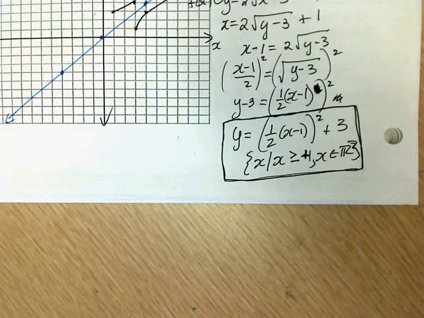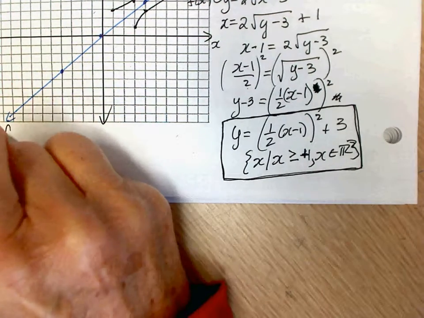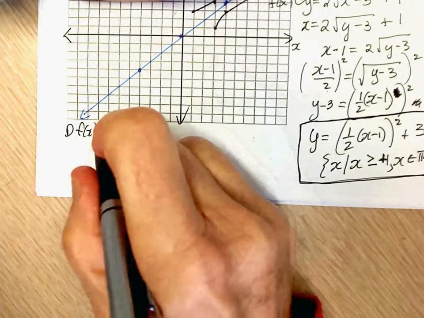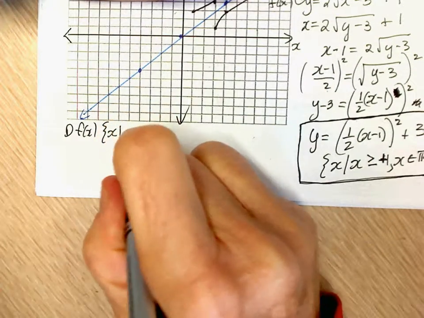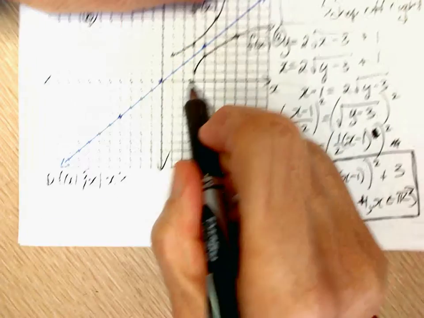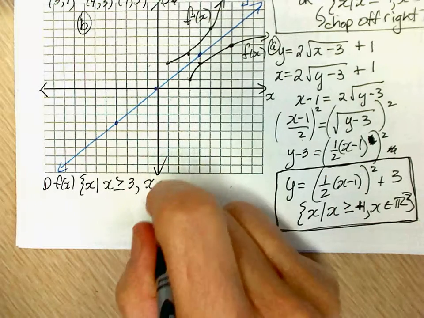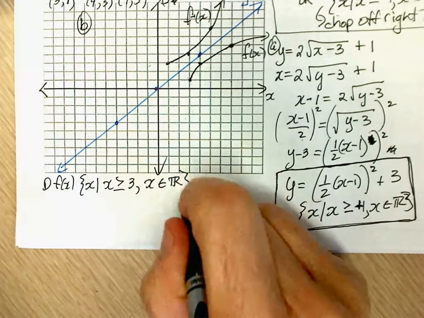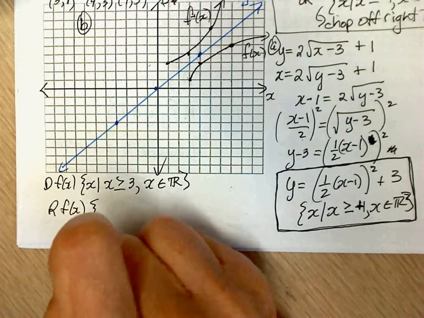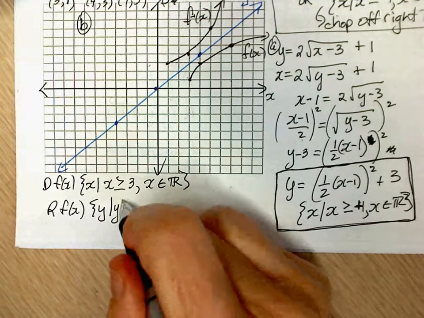So domain of f of x, we can just read it off the graph, right? X such that x is greater than or equal to 3. It starts there, 1, 2, 3. X is an element of real numbers. And our range of f of x is going to be y such that y is greater than or equal to 1. Y is an element of real numbers.